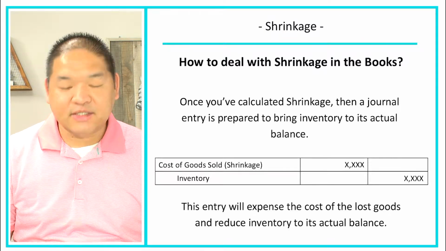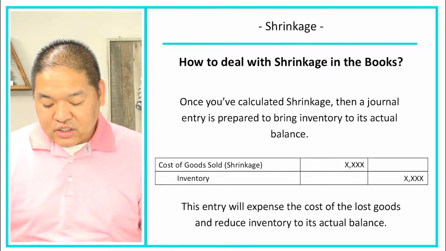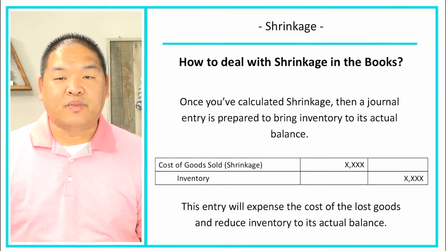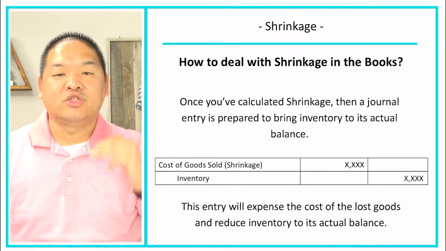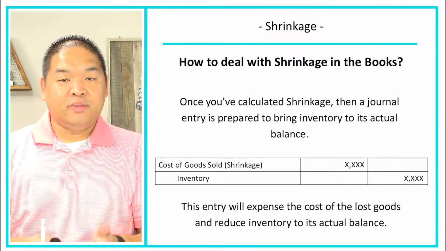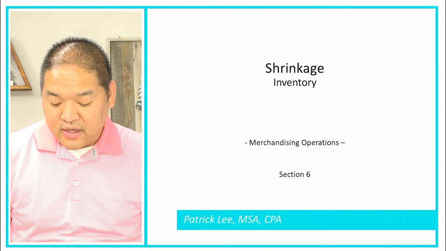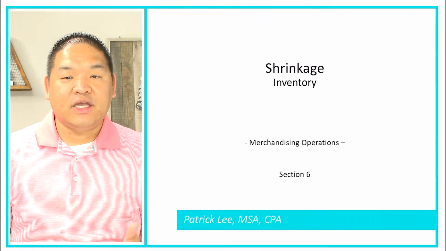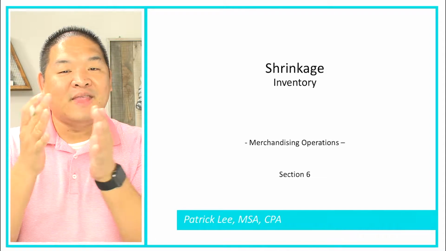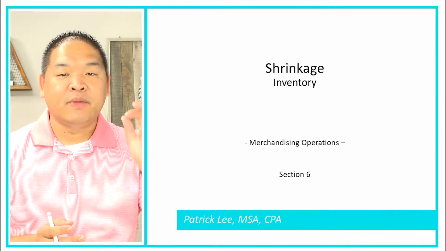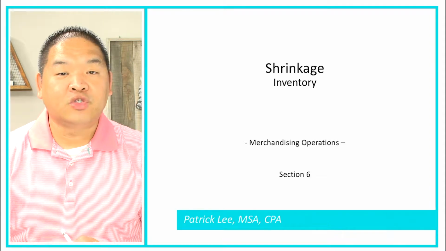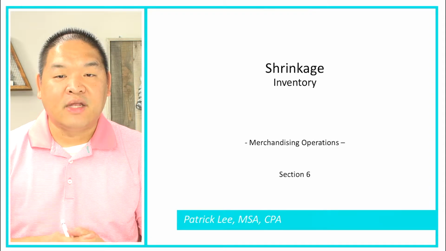This entry will expense the cost of the lost goods and reduce inventory to its actual balance. So it would get our balance from $1 million down to $940,000, which is where it should be at the end of the period. So that is a look at shrinkage from an inventory standpoint. In the next lesson, we'll show you how we calculate it using the two steps that we talked about in this lesson. So I hope you enjoyed this lesson, and we'll see you in the next video.